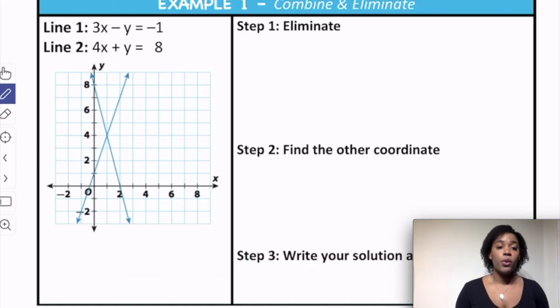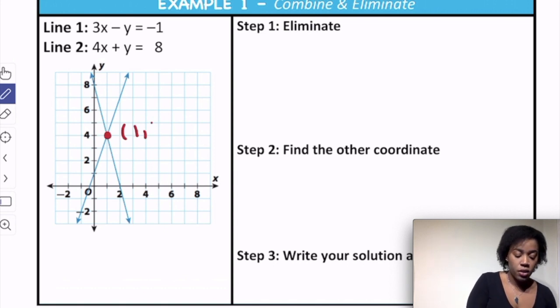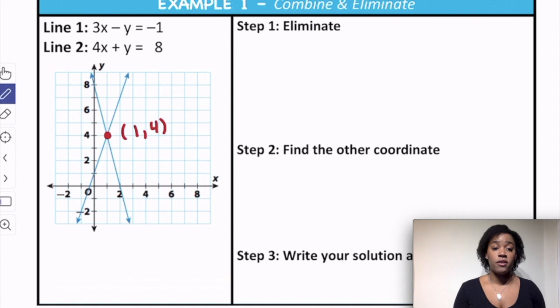For the first example, we're going to use a system that has one solution. We can already identify the solution from the graph of the equations as (1, 4). So we know that when we plug x and y into both of the equations in the system, this point is true. It satisfies both equations.